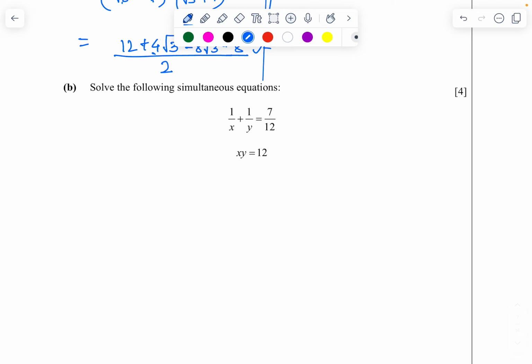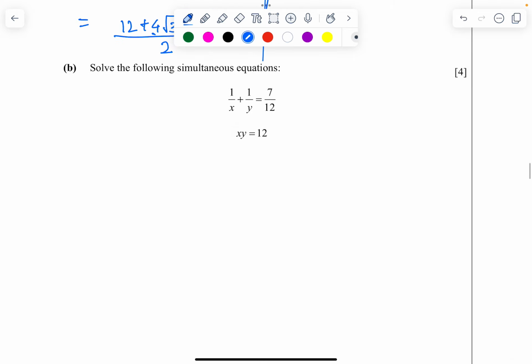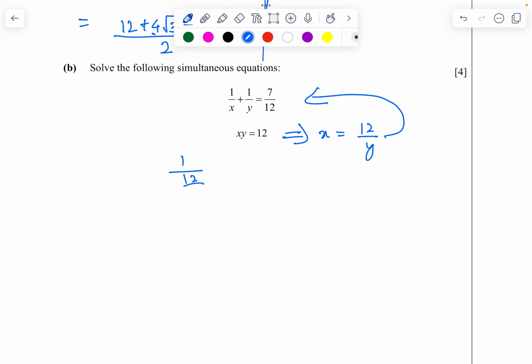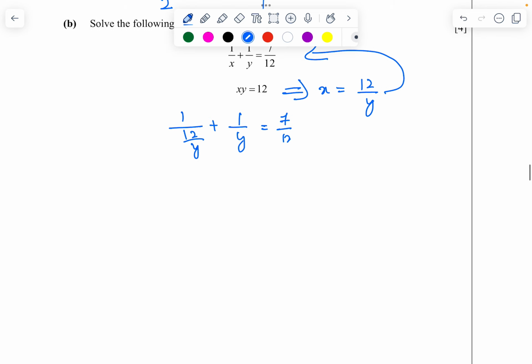Solve the simultaneous equations. So first I will change this one to x equals 12 over y. Then I will put that in here. So 1 over 12 over y plus 1 over y is equal to 7 over 12. So 1 over 12 over y, I can write as y over 12 plus 1 over y is equal to 7 over 12. I'll make a common denominator. Common denominator is 12y. So times y, which is y squared, plus times 12, which is 12, is equal to times y, which is 7y.